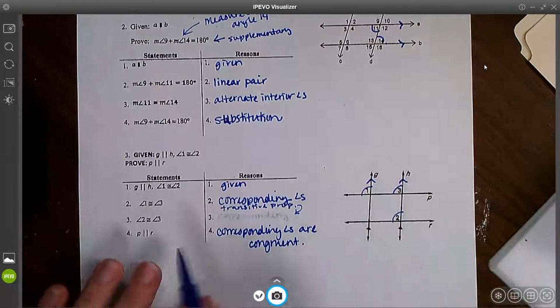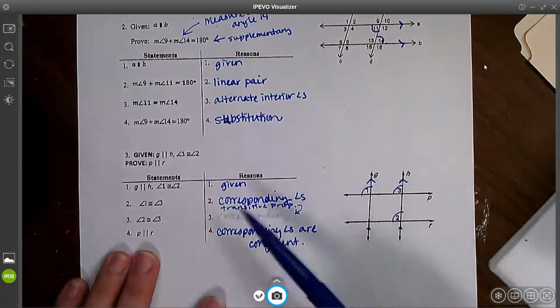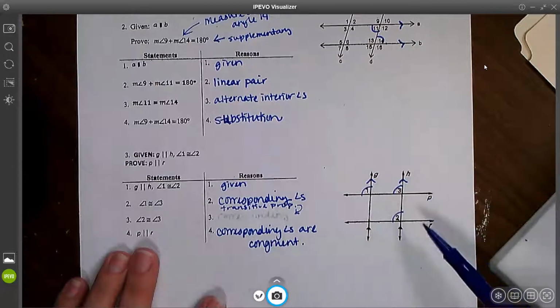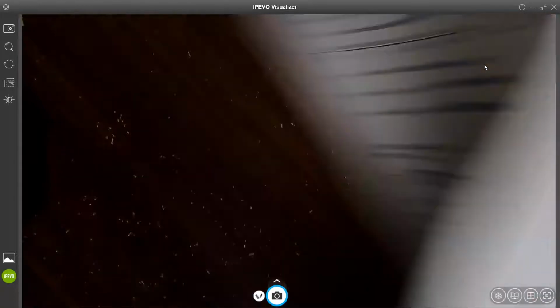So again, whenever you are trying to prove something, you cannot use that in your proof. If we had used corresponding there, then we would have been using that they're corresponding because these two are parallel. We would have been using that in our proof, so we can't do that when that's what we're trying to prove.